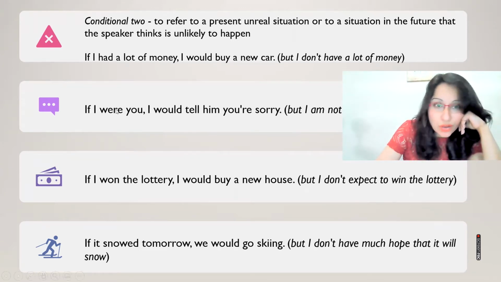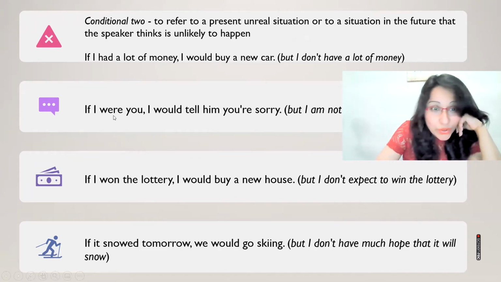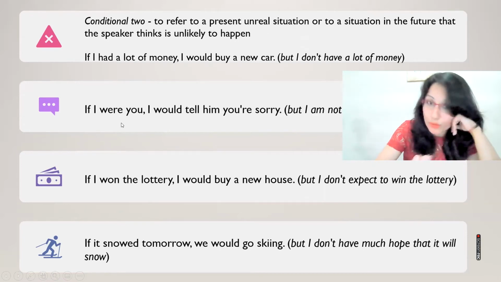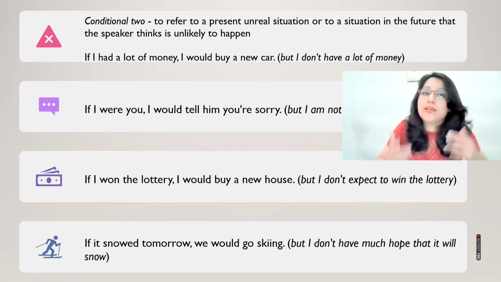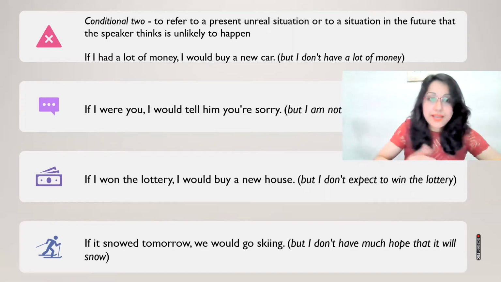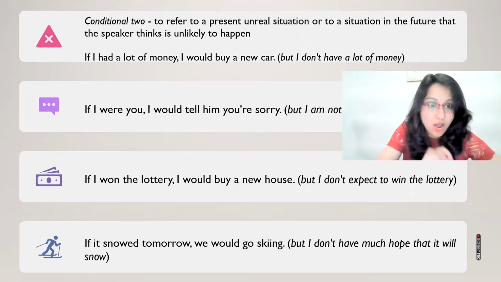And again, a beautiful song. Anybody remembers, like, If I Were a Boy? Yeah, so that's full of second conditionals. If you haven't already heard that, go ahead and practice your second conditionals with the song.